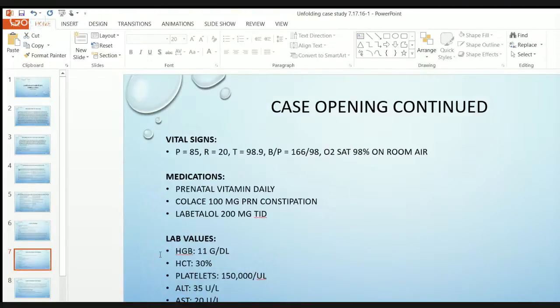So when you look at her vital signs, her pulse is fine at 85, respiration is 20, temperature is 98.9. However, her blood pressure today is 166 over 98. Her O2 saturation is 98% on room air. Her medications: prenatal vitamin daily, Colace 100 milligrams as needed for constipation, and again, her labetalol 200 milligrams 3 times a day. When we look at some of her lab values, her hemoglobin is 11, hematocrit is 30, platelets are 150. Her liver enzymes are normal at 35 and 20 with a serum creatinine of 1.1. And again, when we look at that 24-hour urine, the protein value was 350.